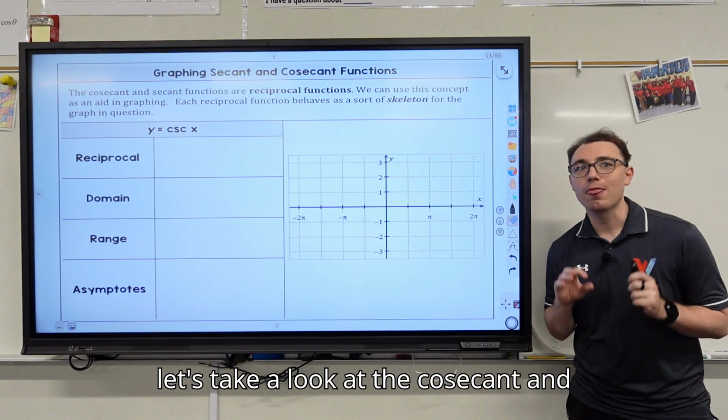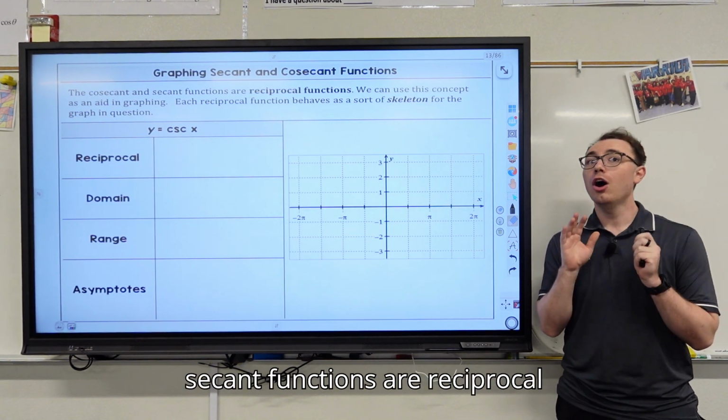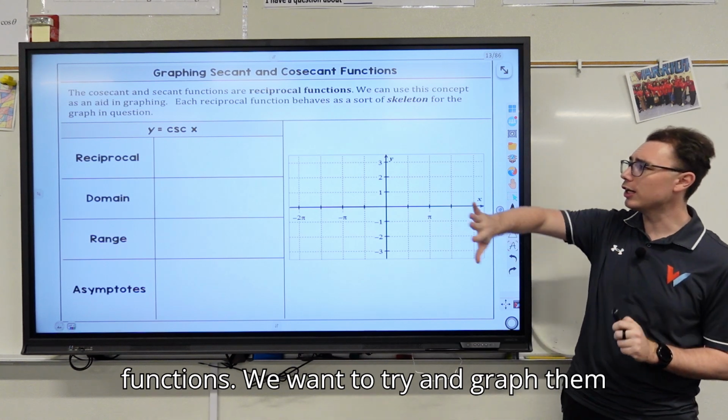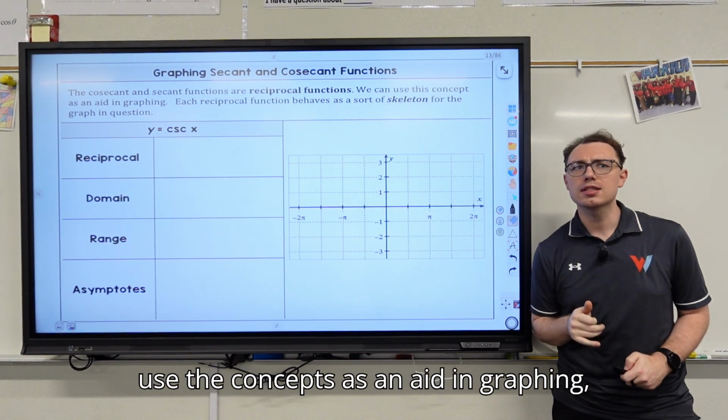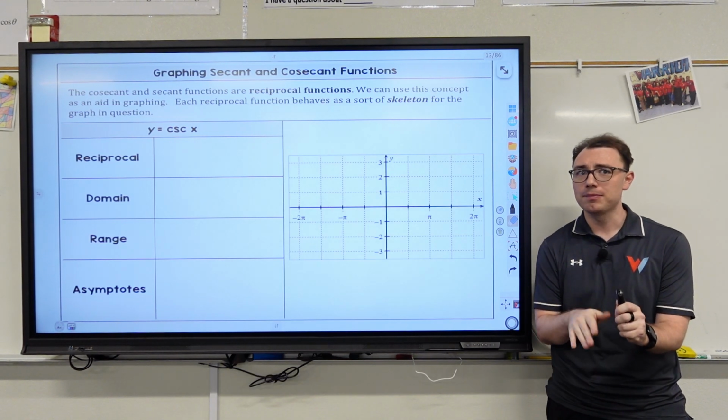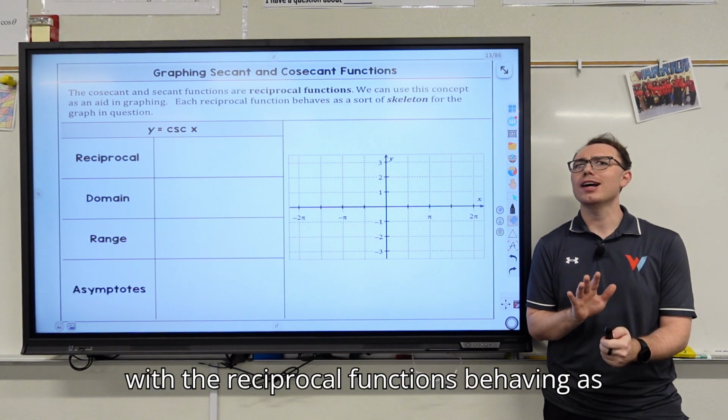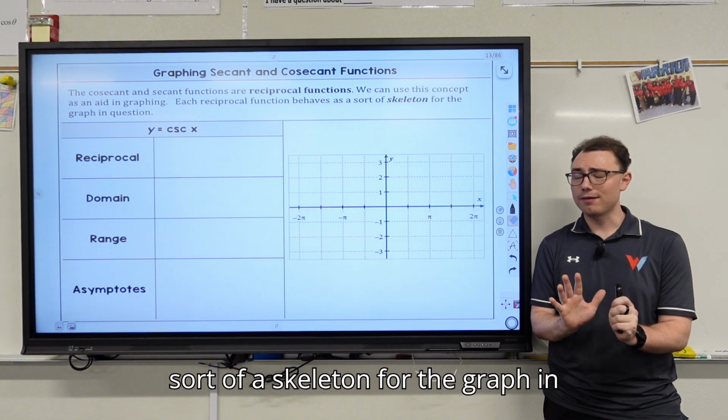Now let's take a look at the cosecant and secant functions, which are reciprocal functions. We want to try and graph them here on these grids to the right. We can use the concepts as an aid in graphing, with the reciprocal functions behaving as sort of a skeleton for the graph in question.